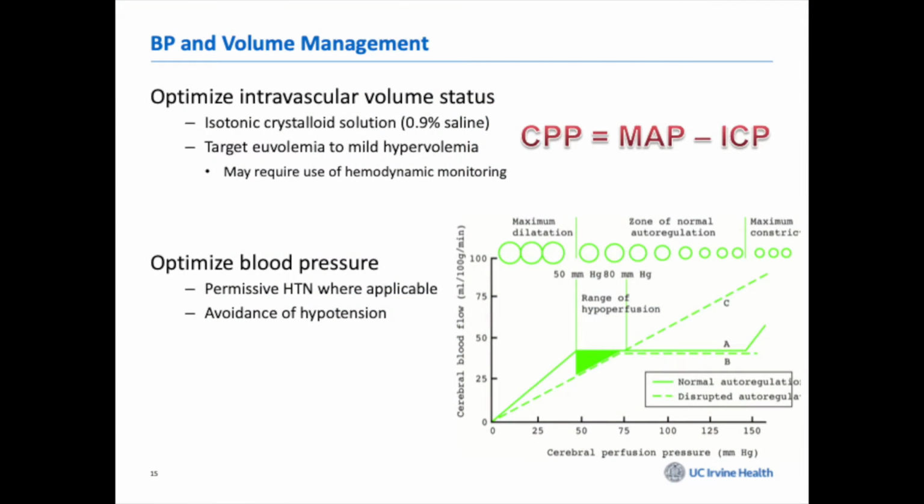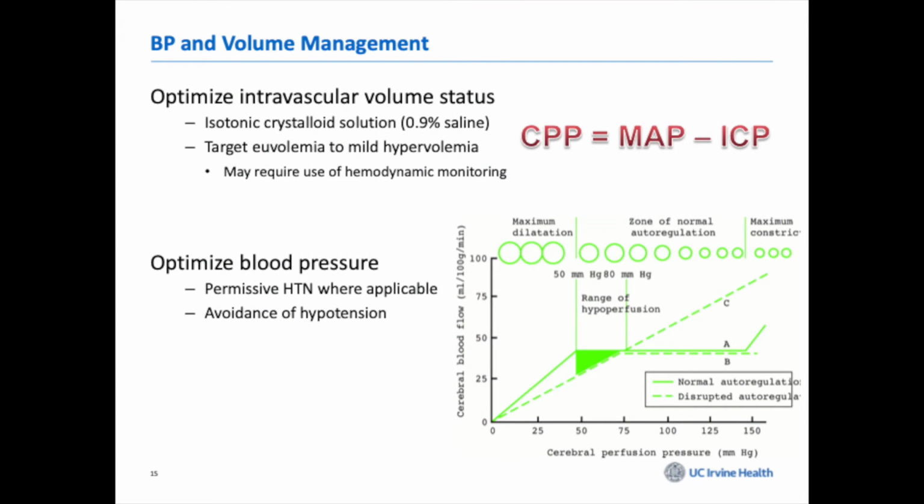Blood pressure and volume management is extremely important. Again, remember our diagrams from earlier. We've got to maintain that cerebral perfusion pressure. That's what we're always thinking in the back of our minds when we're approaching patients in the neuro ICU. We should be thinking, what is the cerebral perfusion pressure? And if that ICP is going up, we need to figure out a way to treat that. But the other thing we can do is raise that MAP or adjust the MAP as appropriate.